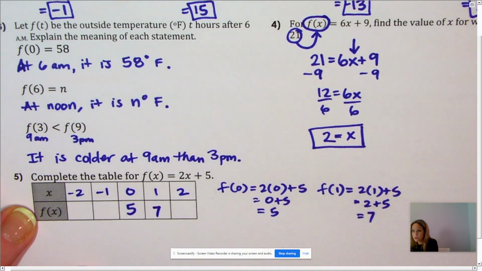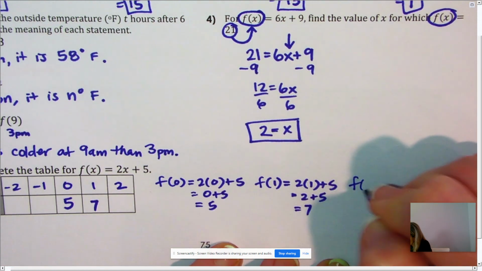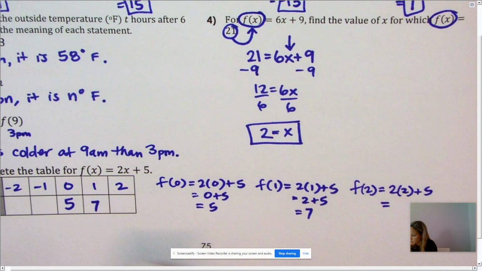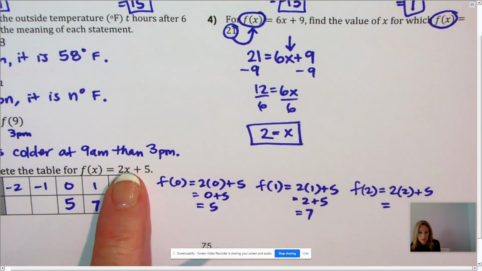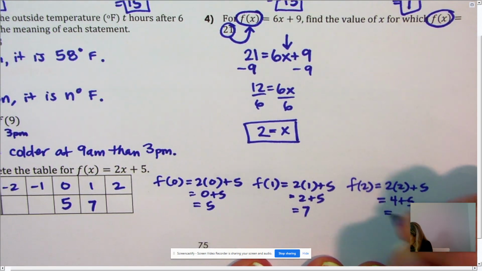Okay, now I'm going to plug in the 2 because the 2 is kind of easy to plug in also. So I'm going to go f of 2 is equal to 2 times 2 plus 5. Again, I'm getting that from right here. I'm just plugging in parentheses my value where the x is. And so 2 times 2 is 4. 4 plus 5 is 9.